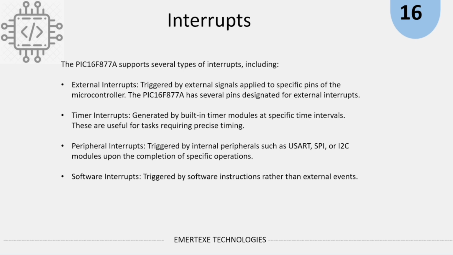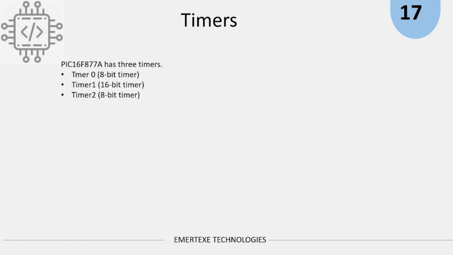Timer interrupts are generated by the built-in timer module at specific time intervals. These are useful for tasks requiring precise timing. Peripheral interrupts are triggered by an internal peripheral such as the USART, SPI, or I2C modules upon the completion of a specific operation. Software interrupts are triggered by software instructions rather than external events.